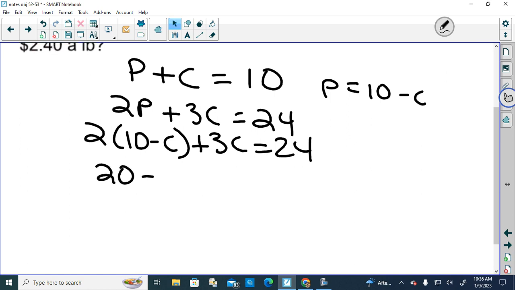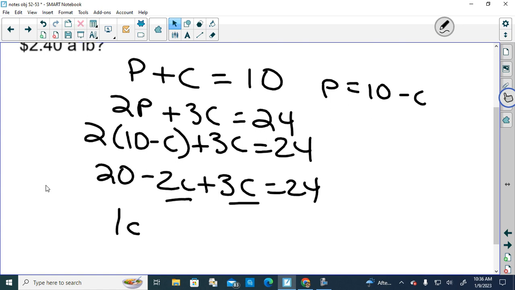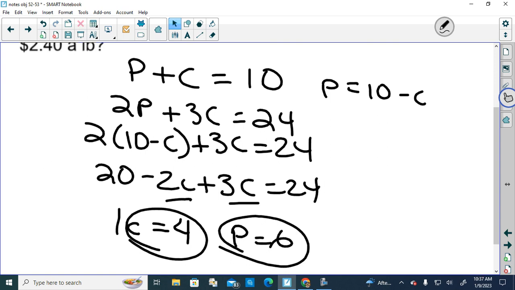So 20 minus 2C plus 3C equals 24. Combine my like terms, so that's going to give me a C, which I've basically already solved for C, and there's a 1. Subtract my 20 over to the other side, so there would be 4. So 4 pounds of cashews. How many pounds of peanuts? 6. And they wanted both. So 4 cashews and 6 peanuts. The easiest way is to plug it back into that one. You would plug it in because it has to work in both equations when we solve. Just one of them is going to be easier than the other.